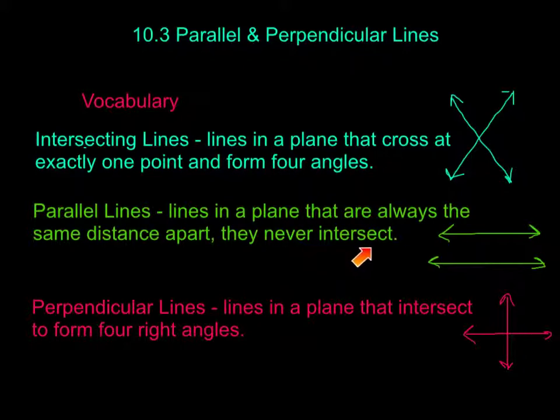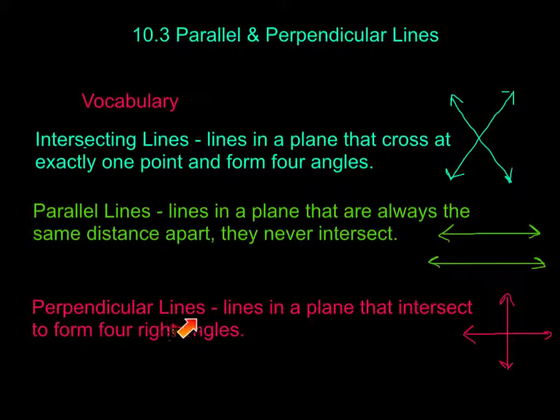They never intersect. So if you notice these parallel lines here, they go straight and straight. They don't ever cross each other, which is what makes them parallel lines. If you look at the L's in parallel, those would be considered parallel lines because they're always the same distance apart and they never cross each other.